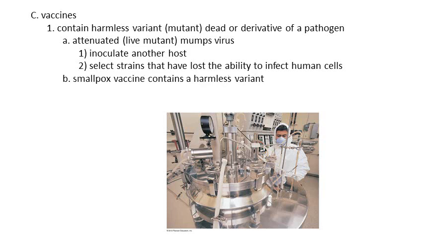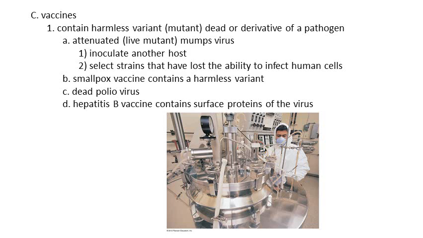The smallpox vaccine also contains a harmless variant as well, and the polio virus is a dead virus. Now, hepatitis B contains just the surface proteins of the virus. Like I said before, it is actually made by yeast, Saccharomyces. So once again, the understanding of DNA technology, the growth in DNA technology has really made this possible.